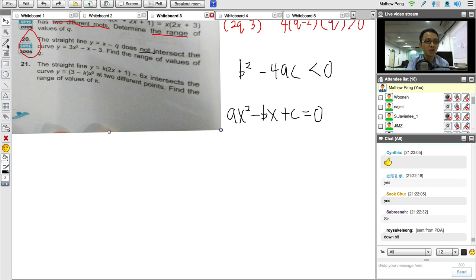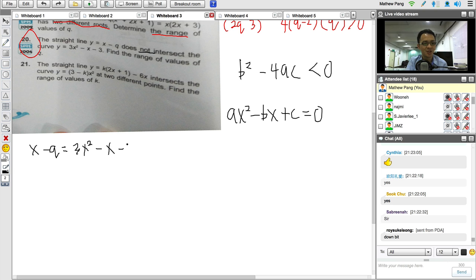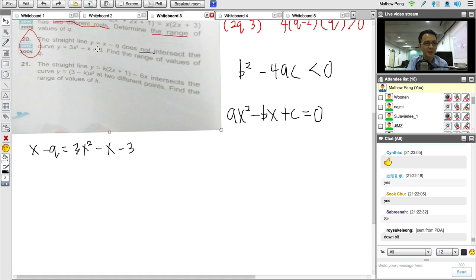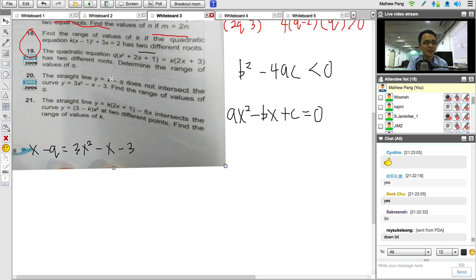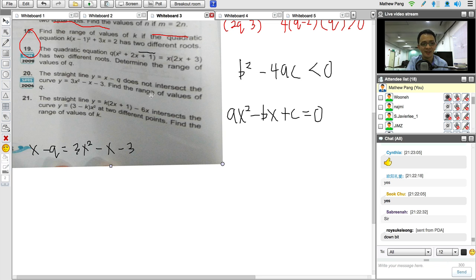Alright. So what I do now is I'm going to substitute the y into the y. You just do the simultaneous equation now. So I substitute this one into here, so I will get x minus q equals 3x squared minus x minus 3. A lot of students ask me why I need to substitute into each other if they do not intersect. But this is the only way we can get the general equation of the quadratic. So you just substitute the y into the y.